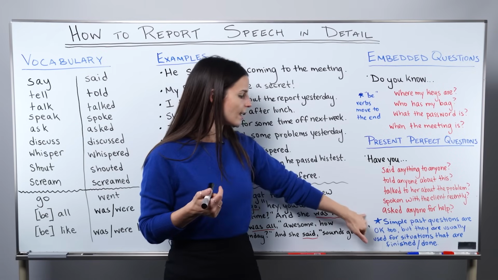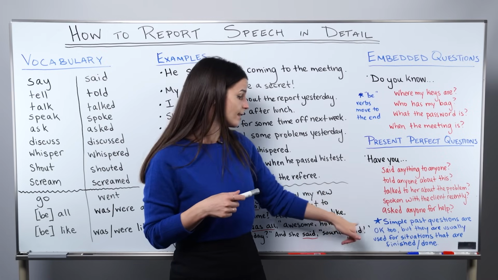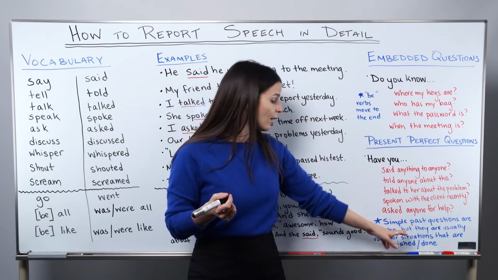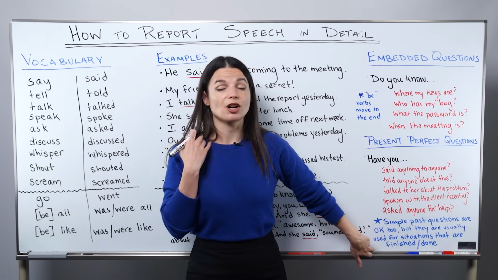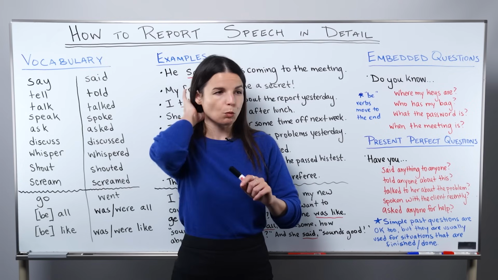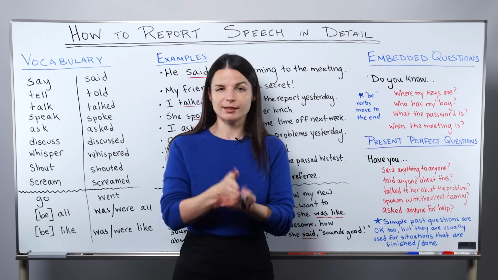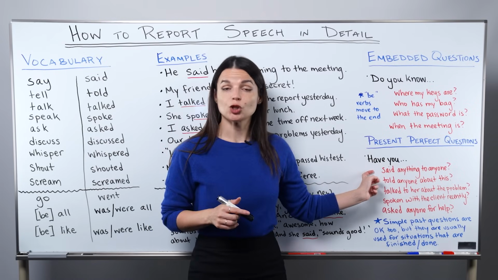One point I want to end on about simple past. Simple past questions in these cases are okay. They're grammatically correct, yes. But the difference, they are usually used for situations that are finished or done. So the feeling with a simple past tense question in a situation like this is that the action is done, right? So for example, did you say anything to anyone?